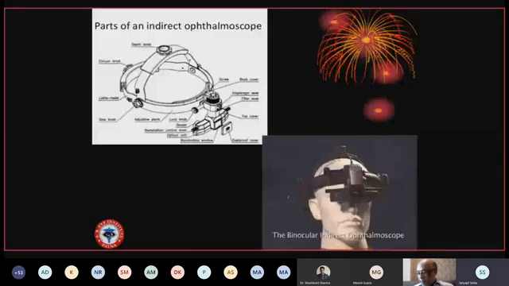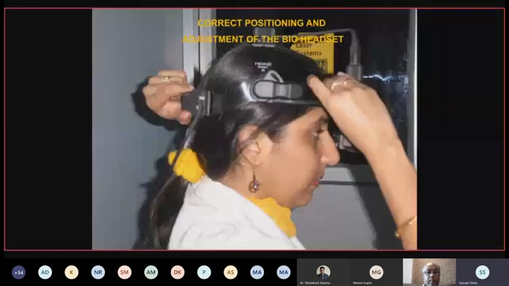So now we go on to the parts of the indirect ophthalmoscope. Basically, you have two main parts. You have the top knob, you have the vertical band, the horizontal band, and then you have the front head mount, which houses the optical system and the illumination system.